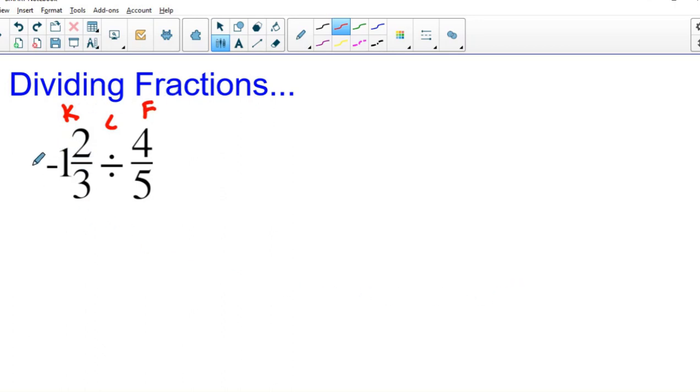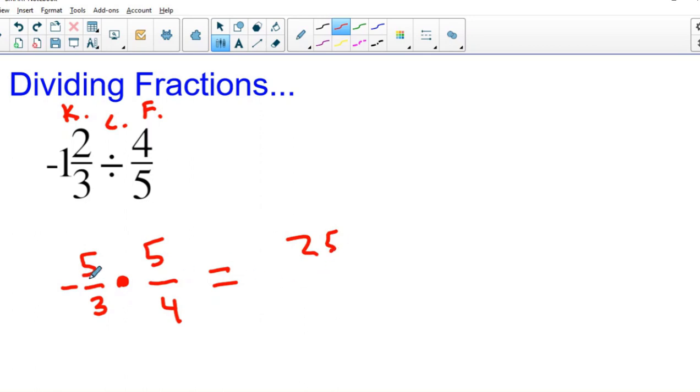So let's start by first just changing this into an improper fraction. 1 times 3 is 3, plus 2 is 5, and it was negative. And then this was 4/5. So what I'm going to do here is I'm keeping this the same. I'm going to change the sign from divide to times, and then I'm going to flip the last fraction to 5/4. So this is called multiplying by the reciprocal, or you've probably heard it before as keep, change, flip. These both mean the same thing though. So now we can just multiply these straight across.